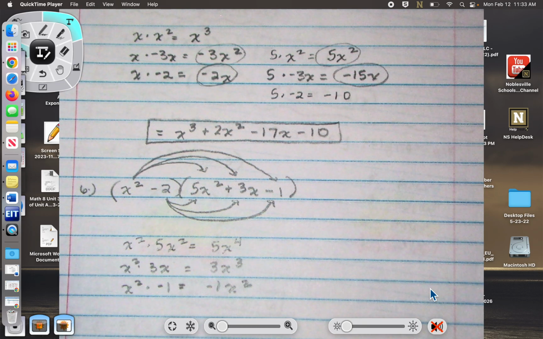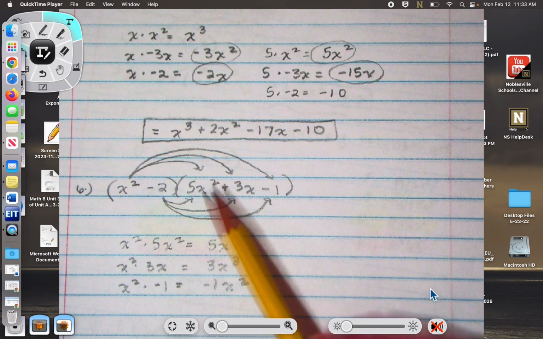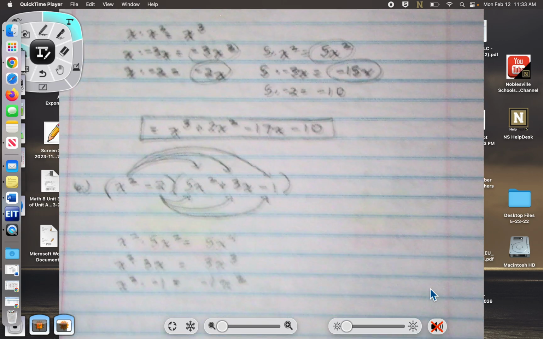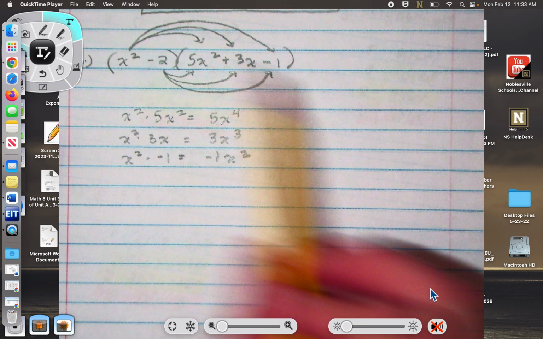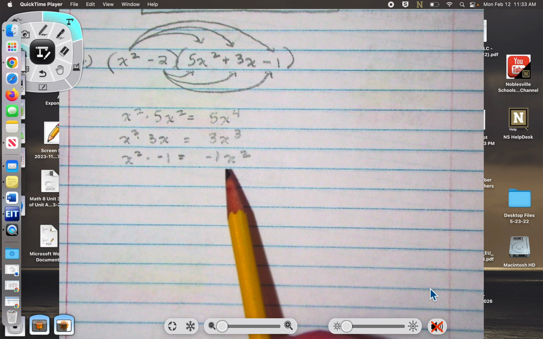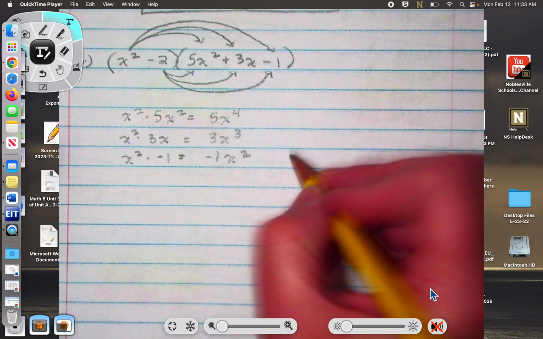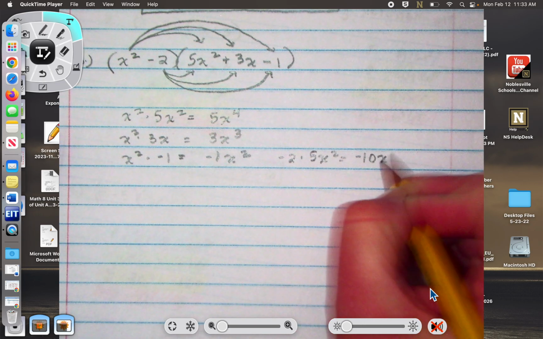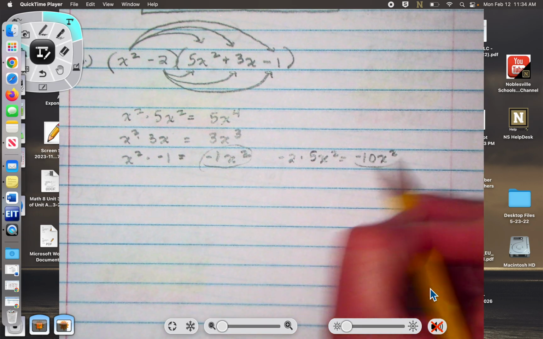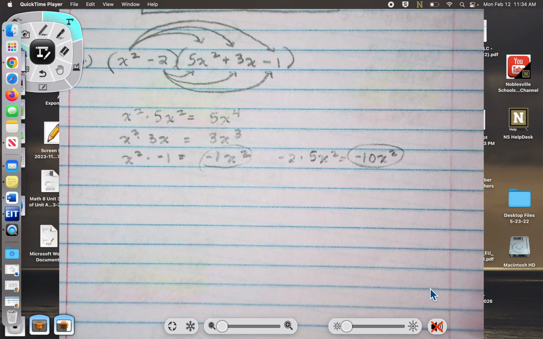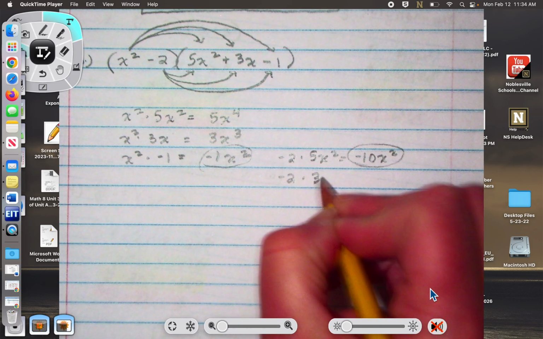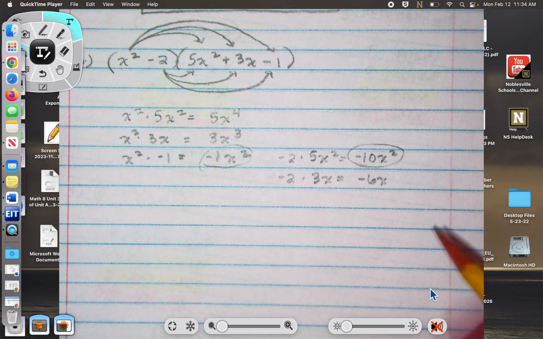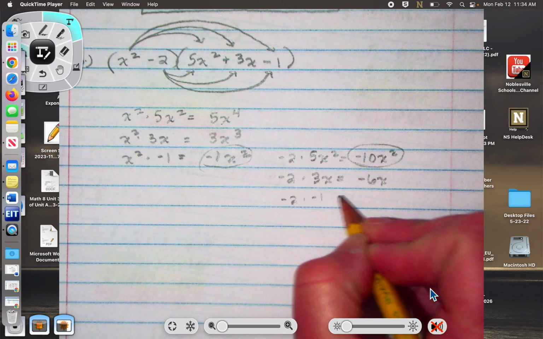Yeah. Okay, so here's where I have to make a decision. My first term is going to be negative 2 times 5x squared. Where should I line that up? The bottom. With the third one, because this also has x squared. So I'm going to have negative 2 times 5x squared will give me negative 10x squared. These can be combined. And then I'll have negative 2 times 3x, which can't be combined with anything. And then negative 2 times negative 1 equals 2.